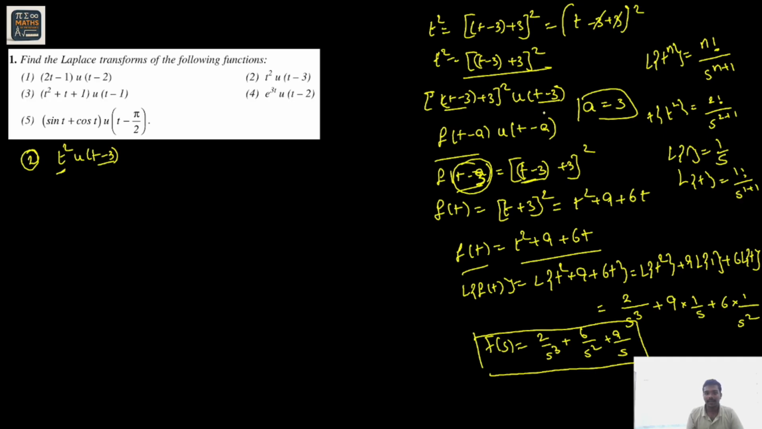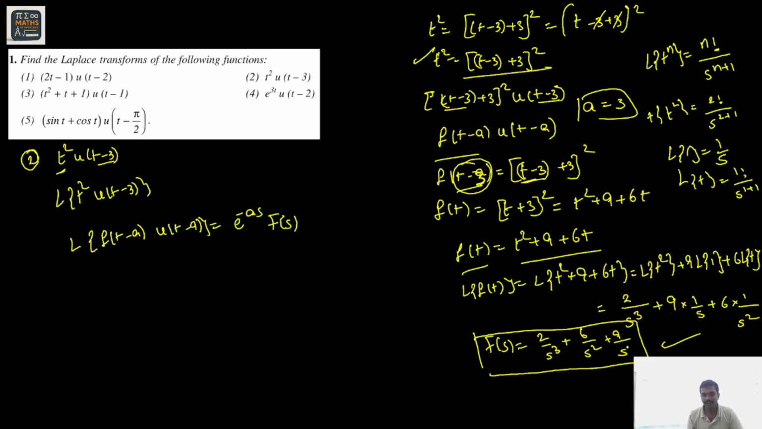It is a Laplace for given function t square, but we require the Laplace for t square into u of t minus 3. By using first shifting, by using unit step function, Laplace of f of t minus a into u of t minus a is equal to e power minus as into f of s.